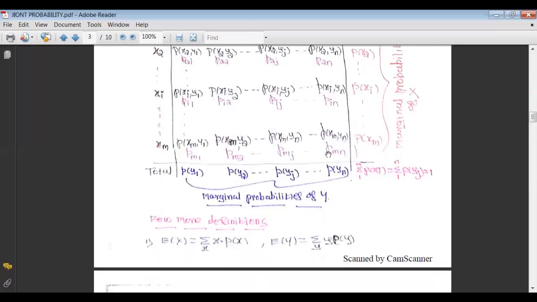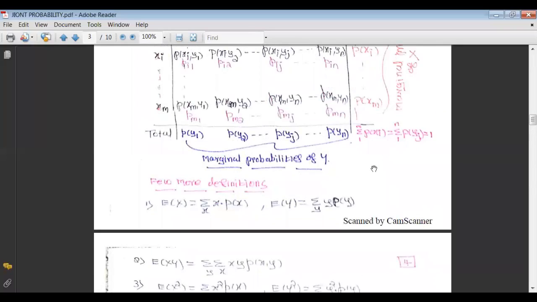Now, before going to the examples, we must know some more definitions which we are already familiar with from when we discussed the third module on random variables and probability distributions. The first of them is the expected value of x. It is defined as the summation of x into p of x, meaning the total of x into p of x, and the expected value of y is the total of y into p of y, that is, the summation of y into p of y.